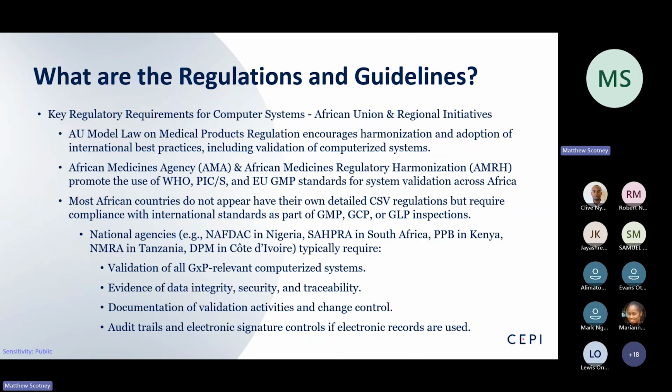And one of the things we started looking at is what legislation or guidelines are available within the African Union for the validation of computer systems. The reason we start here is because this is the key part of the process. The regulations and guidance really define what we do and why we do it. And it's critical as a starting point. If you look at the African Union Model Law on medicinal products, it talks about harmonization and adoption of international best practices, which includes the validation of computerized systems.